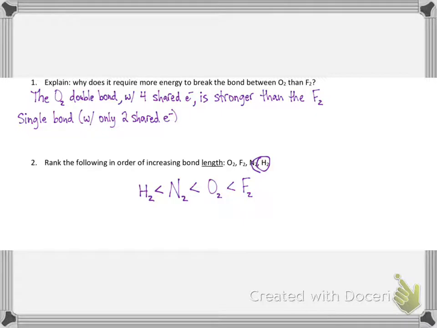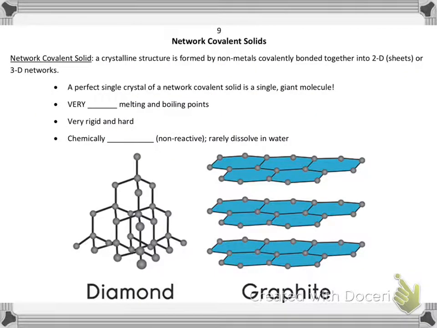Instead, let's talk about these glorious, crazy things that are called network covalent solids. Most of the time, when different molecules are held together, they're held together just by intermolecular forces. Each molecule is a discrete thing. But a network covalent solid is a magical substance, which is actually a crystal. But the crystal, instead of being held by ionic bonds, is formed by covalent bonds. And this is just super crazy strong. So if you have a perfect single crystal of a network covalent solid, you have a single giant molecule.